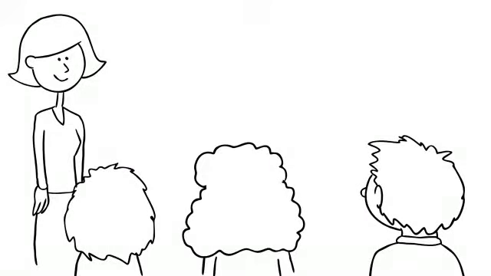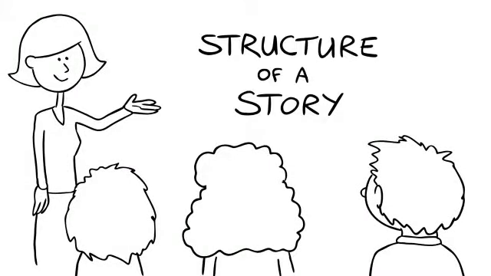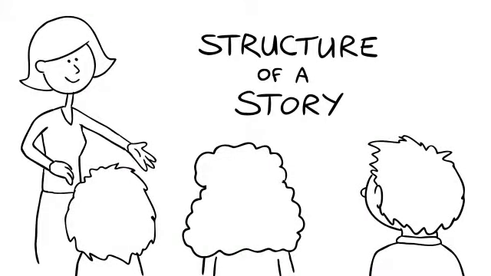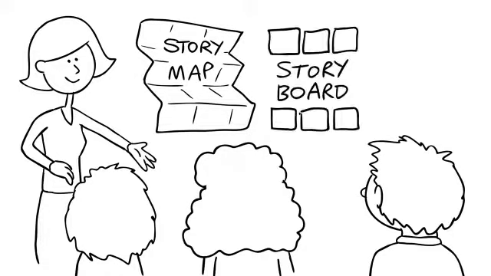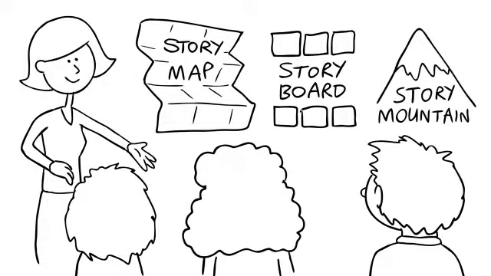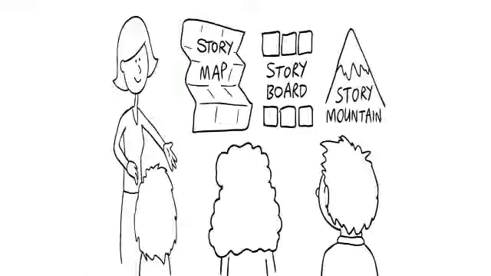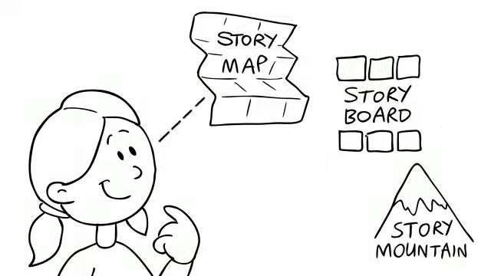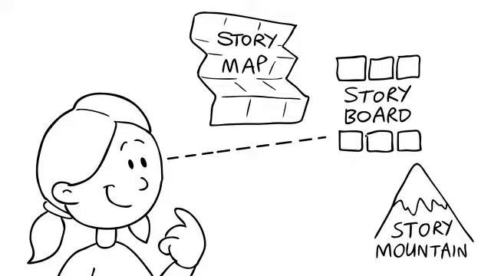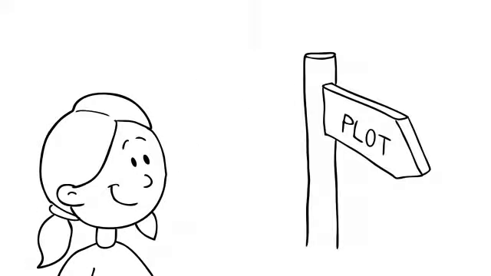Now, get them to explore the structure of the story. Ask the children to create a story map, storyboard, or story mountain of the whole story or section of the story you're working on. This way, the children can actually see what the story looks like, giving them a visual reference of the signposts that they can use as a reminder when doing their storytelling.